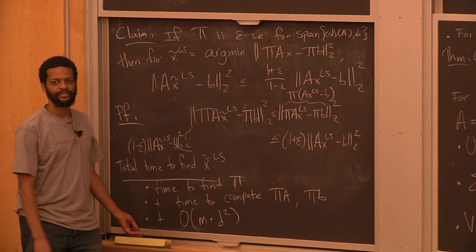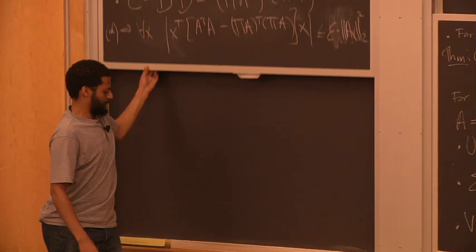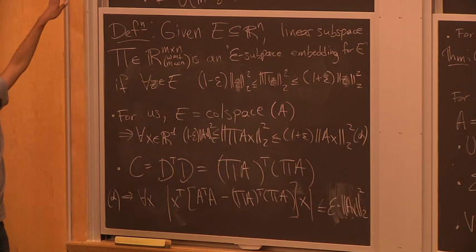And then at the end, if we have time, I'll tell you about another. So this says, there's a claim here. You should think of this as saying epsilon subspace embedding implies 1 plus epsilon approximate regression. We're going to have other theorems that say things like a 1/3 subspace embedding together with some other steps implies 1 plus epsilon approximate regression. There are some other steps there, but it's going to have some advantages in terms of runtime.